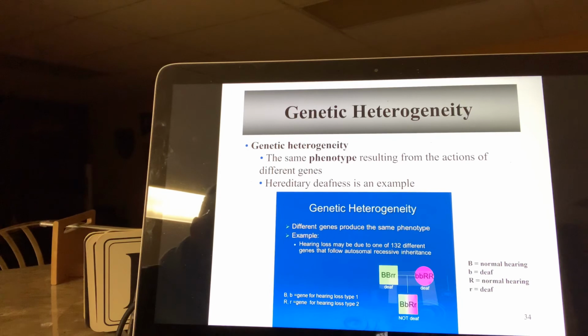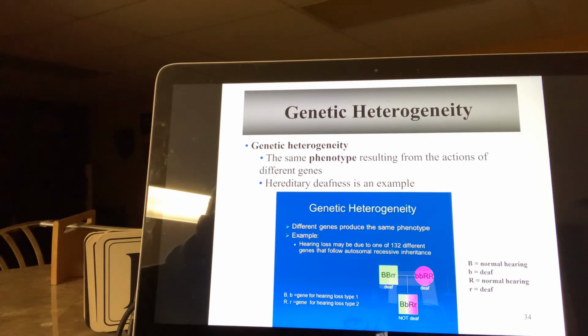Genetic heterogeneity. What does that mean? That means the same phenotype results from the actions of different genes. For example, there is only one pair of alleles that controls whether you can roll your tongue or you can't, or only one pair of alleles that controls whether you have a fixed or a free earlobe, or whether you have a widow's peak or not. But there are other conditions that are dependent on many different genes together. For example, hereditary deafness. There are several different alleles that can become abnormal that can cause deafness.